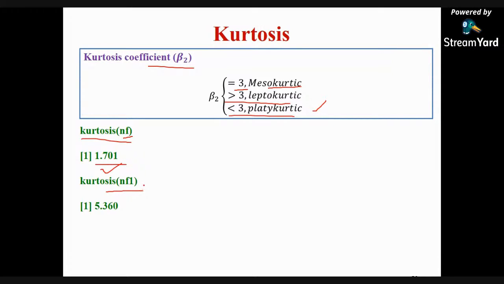But for NF1, where 150 and 170 were the two points I used as outliers, the value has become 5.36, which means it is leptokurtic, more than 3. So you can see that two outlying points, if present in a data set, can change the characteristics and the nature of the data set, and the shape of the curve, to such an extent. That is why the box plot comes very handy to understand whether there is any outlier in a particular data set or not.